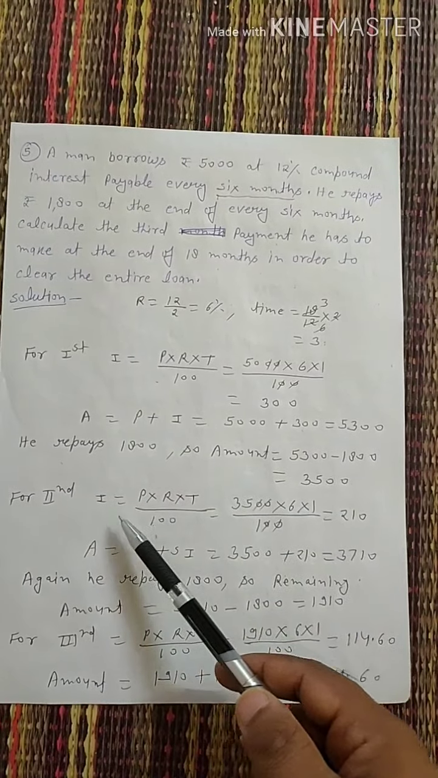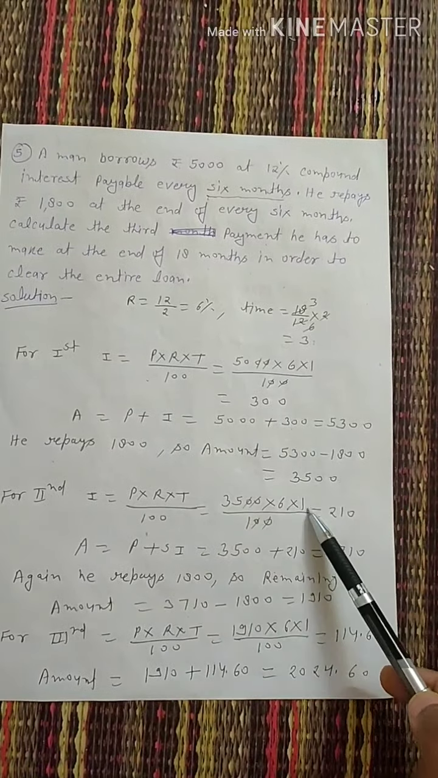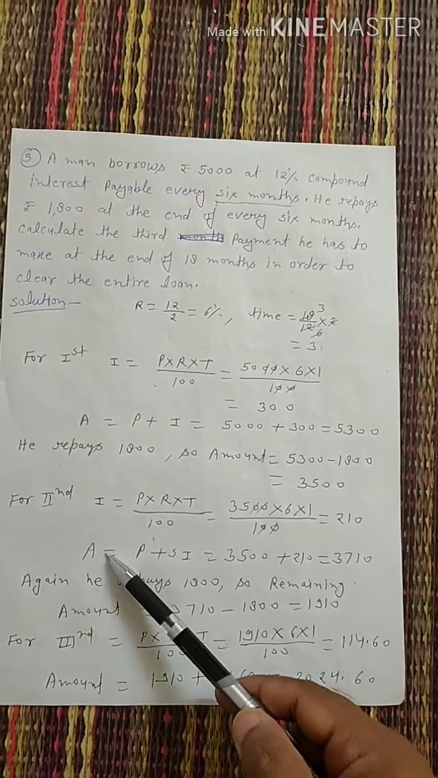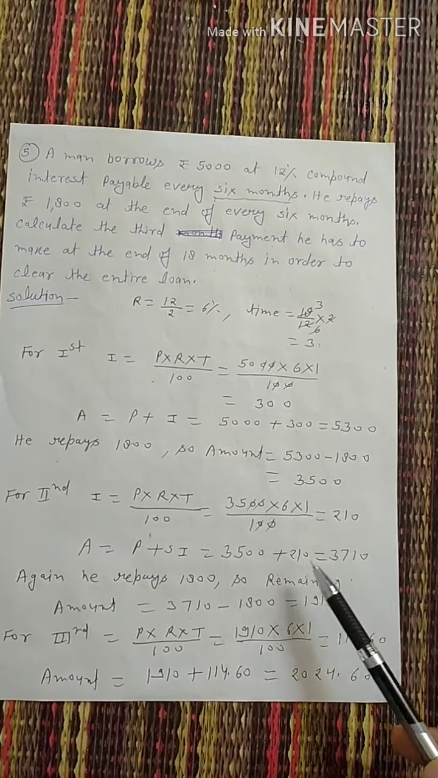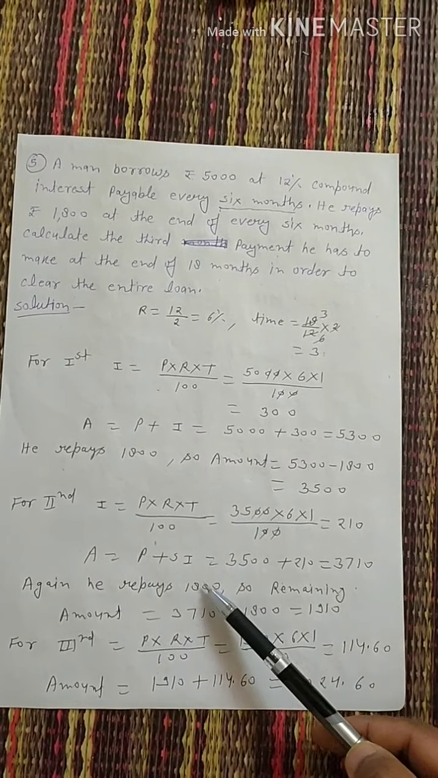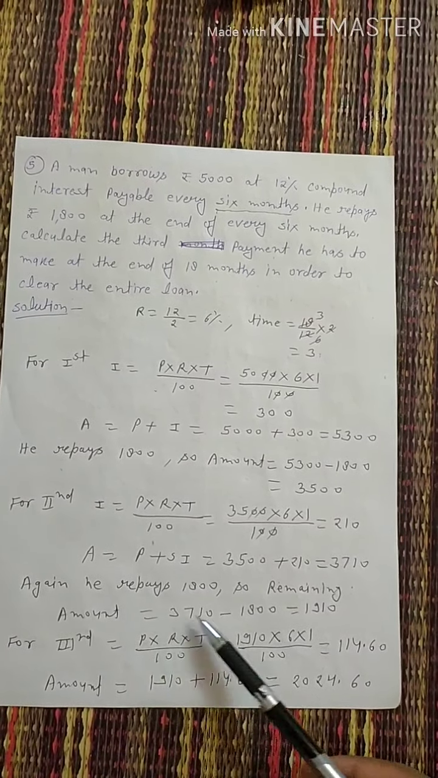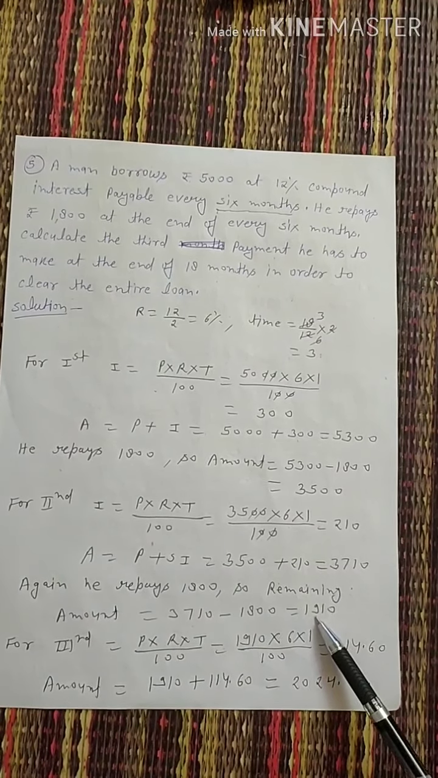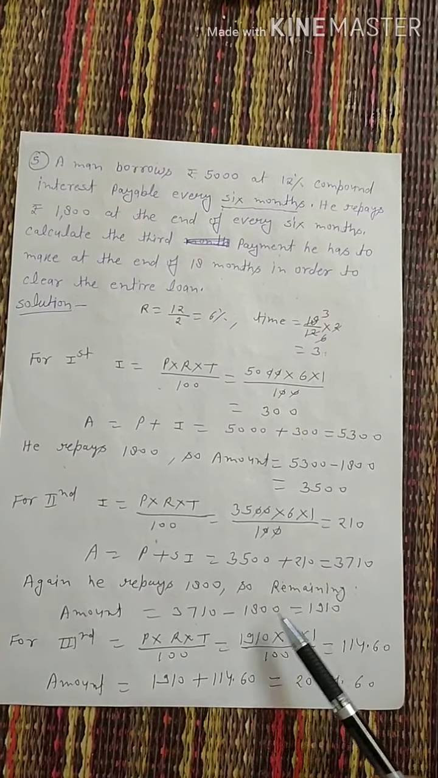Now for the second period interest, this amount will be the principal, 3,500 into rate we take 6% into 1 upon 100, 0 and 0 cancel, so the interest becomes 210. Now amount is equal P plus interest, so 3,500 plus 210 is equal 3,710. Again he repays 1,800 because the condition is given that he returns 1,800 every 6 months. So this amount minus this 1,800, remaining amount 1910.